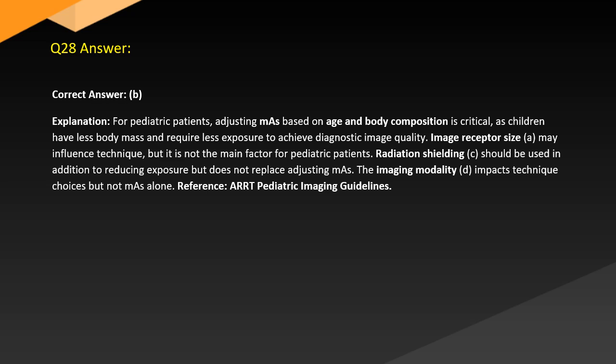Answer. Correct answer, B. Explanation. For pediatric patients, adjusting mAs based on age and body composition is critical, as children have less body mass and require less exposure to achieve diagnostic image quality. Image receptor size may influence technique, but it is not the main factor for pediatric patients. Radiation shielding (C) should be used in addition to reducing exposure but does not replace adjusting mAs. The imaging modality (D) impacts technique choices but not mAs alone. Reference: Pediatric Imaging Guidelines.